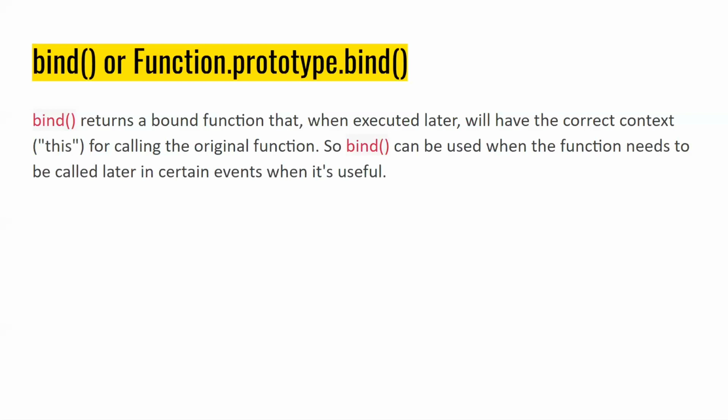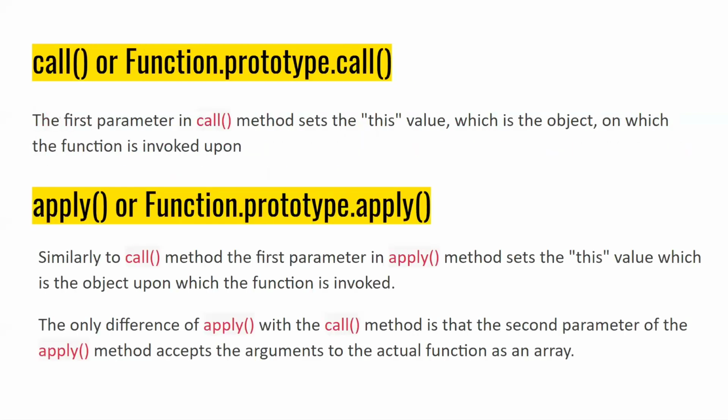So now what is apply, and what is call? Call is also similar. The first parameter in the call method sets the this value, which is the object on which the function is invoked. Similar to call, the apply method also sets this value, which is the object upon which the function is invoked. The only difference between call and apply is that the second parameter of the apply method accepts the arguments to the actual function as an array. So this is the actual definition of call, apply and bind.